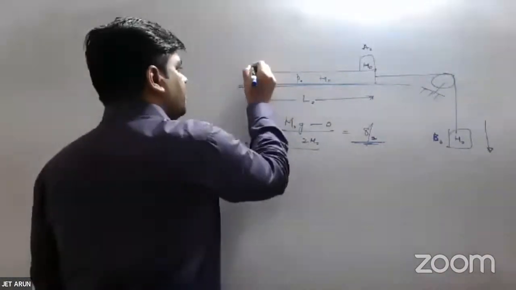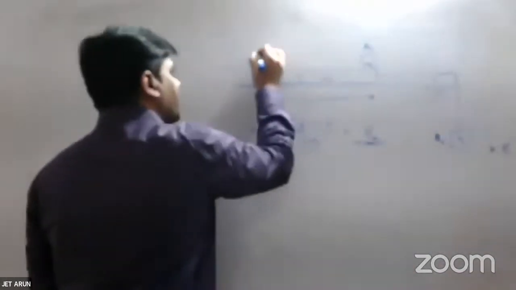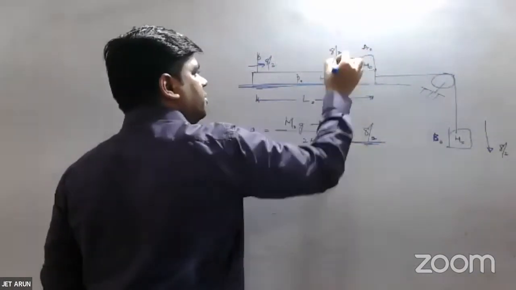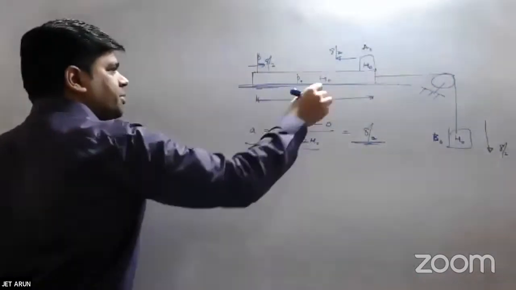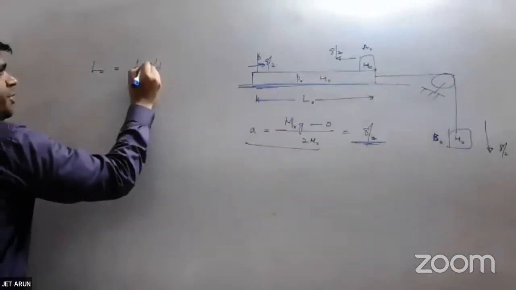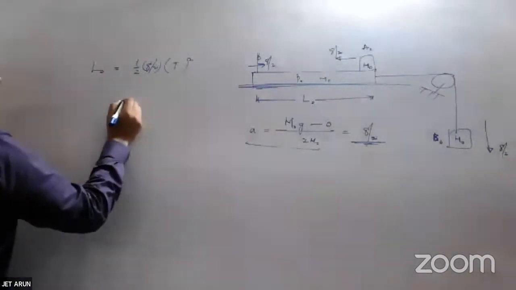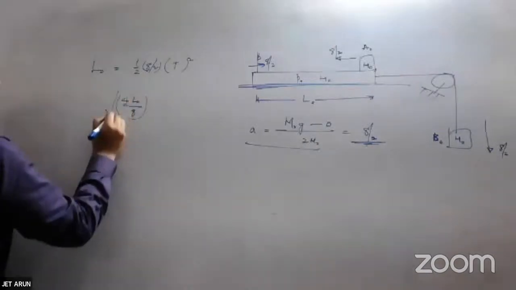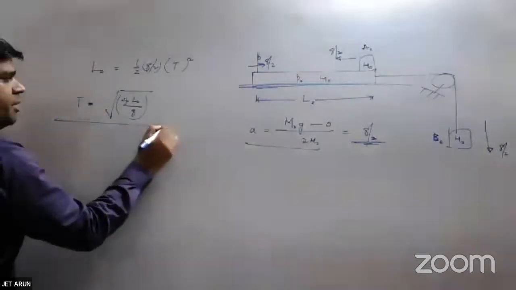Now the acceleration of the plank is g/2 towards the right. This is g/2 downwards. If I stand on the plank, this particle will appear to move towards the left with g/2. So with respect to the plank, how much distance is to be covered? L naught. L naught is equal to half into g/2 into t squared. So it would be under root of 4L by g, which is my time after which the particle falls off the plank.